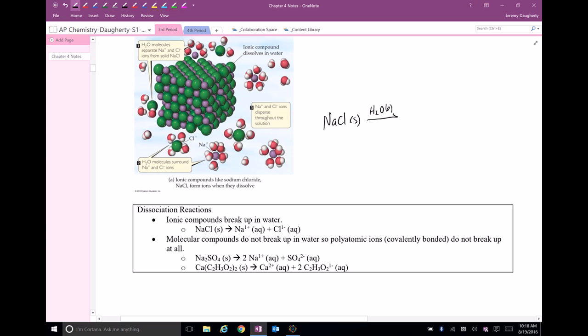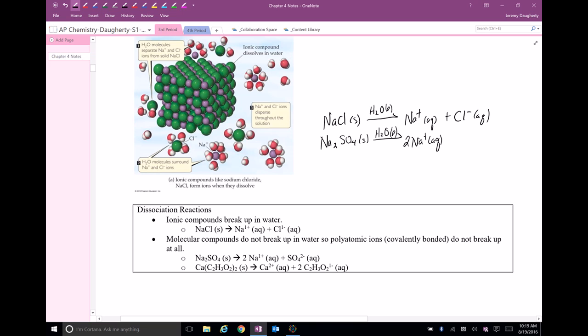Now when I do that, since it's an ionic compound, it breaks up into its ions, which is why it's very important to know the ions. So this is going to break up into the sodium ion and the chloride ion. So there it dissociates. Another one here that I gave you as an example is sodium sulfate. When I do the same thing, when I throw that in water, now we're going to get 2 sodium ions.